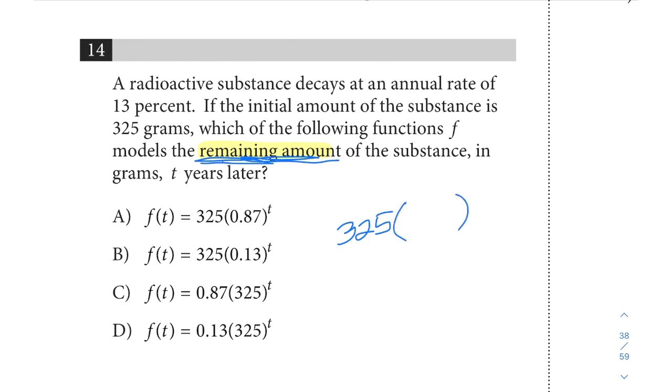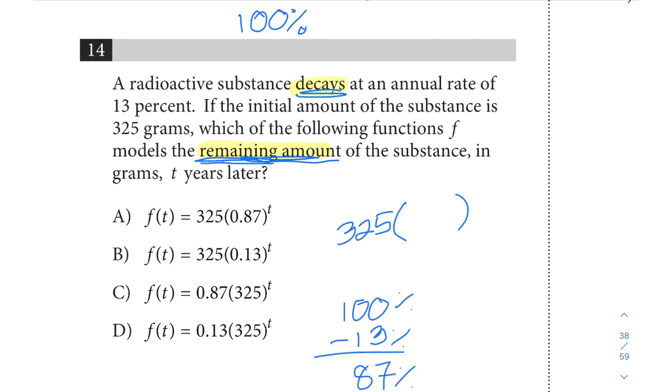And whatever percent change you have, whether it's an increase or a decrease, just remember every percent change is based off of 100%. So if something decays or decreases, right, it says decays here, that means it's decreasing. It's going to be minus 13%, and 100% minus 13% means what you're left with will be 87% of what you started with, and in decimal form, that will be 0.87.